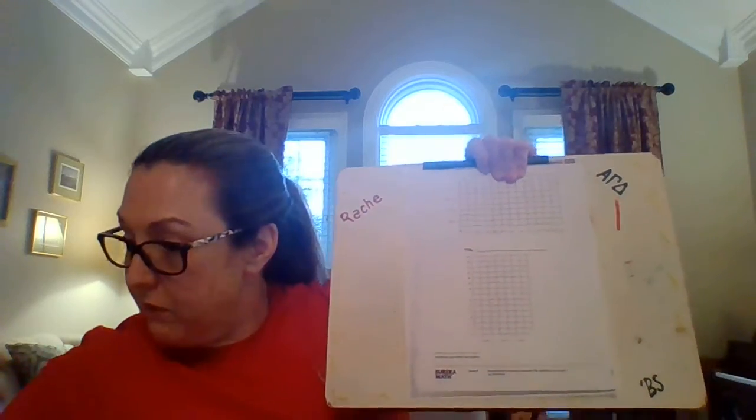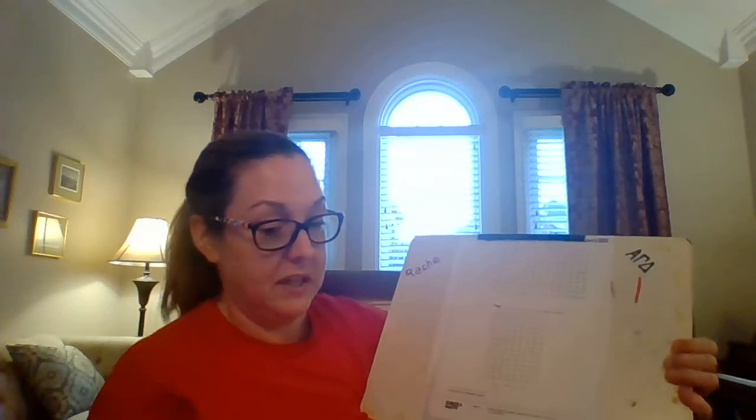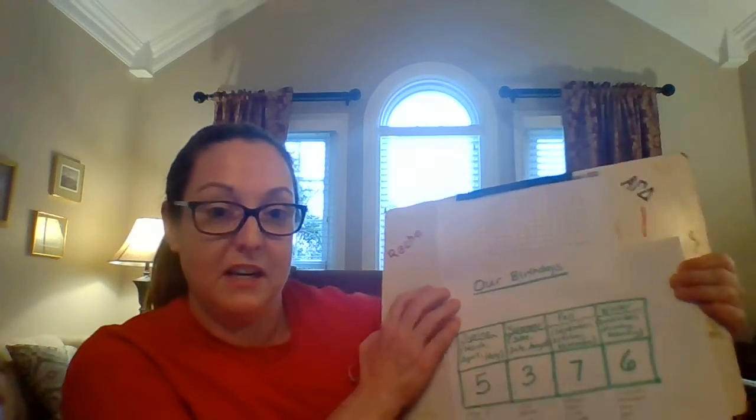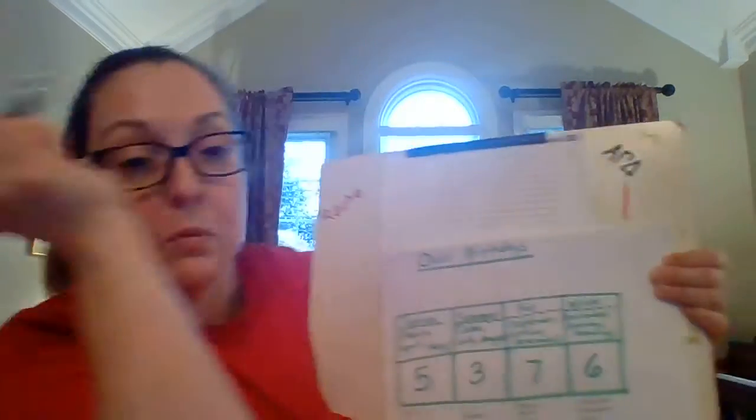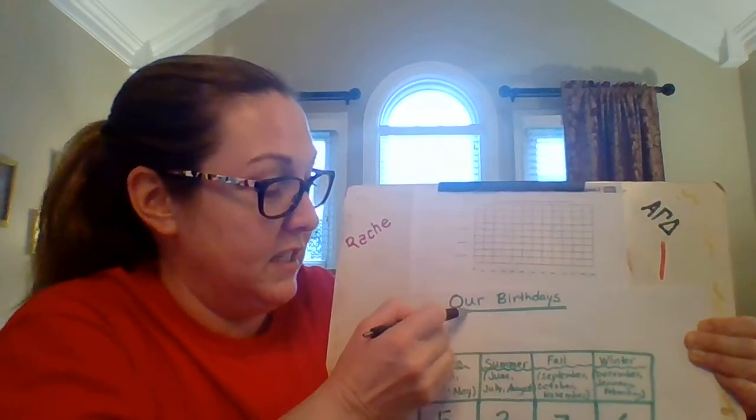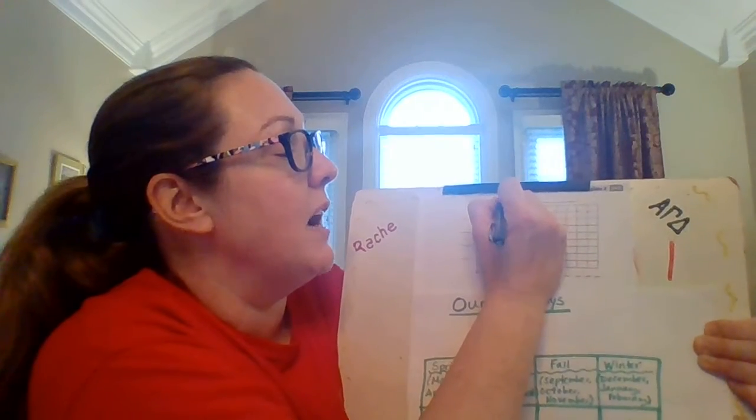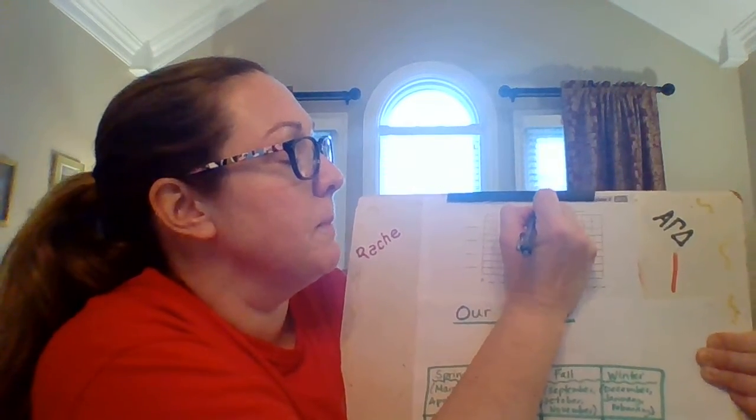So first we're going to use this top one here to do our birthdays. So let's see. Maybe I can hold it like this and then kind of write. So up top, the first thing we do when we make a graph is we want to put the title up there. And we're getting the title right off of the chart. So it's going to say our birthdays.